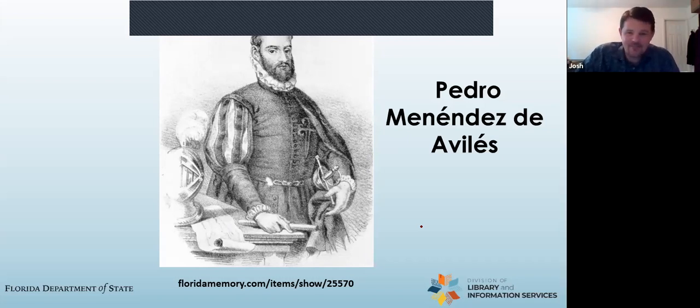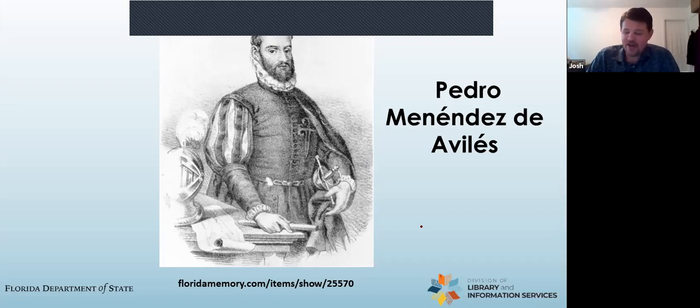Anyway, so he gets tapped by King Philip II to go and deal with this French Huguenot problem. June 20th, 1565, Menendez sails for Florida from Cadiz. Storms cause him a little bit of a delay, as they always seem to be doing at this time. They make a brief call at San Juan, Puerto Rico, and then head north to face the French.